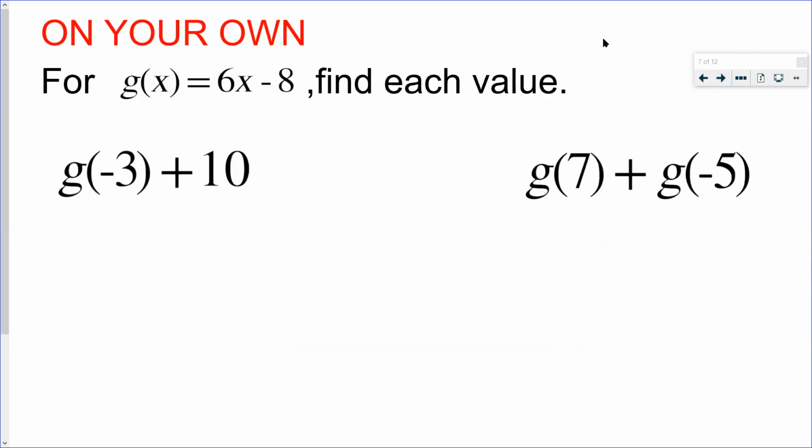So you saw an example. Now I want you to try this one on your own. So I want you to pause your video and try it on your own.